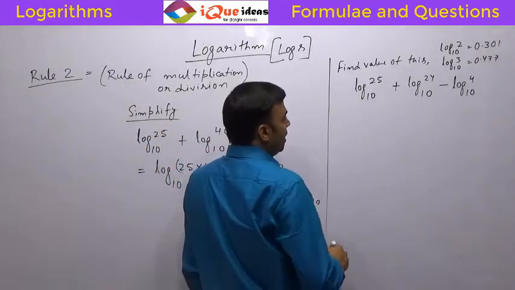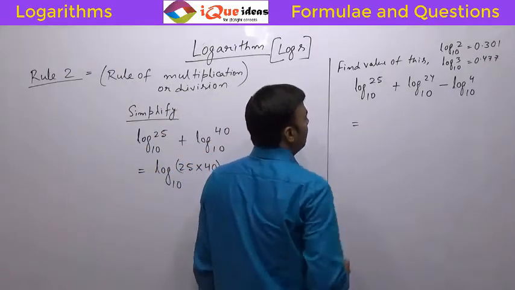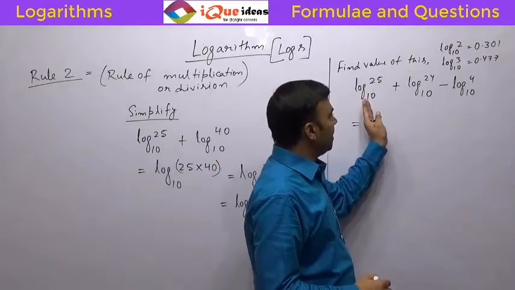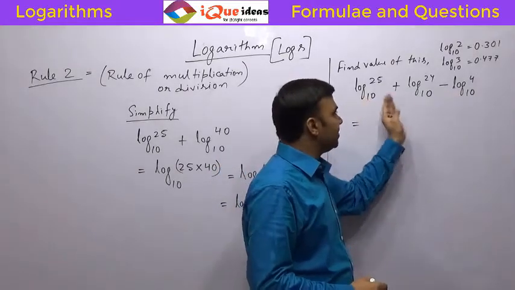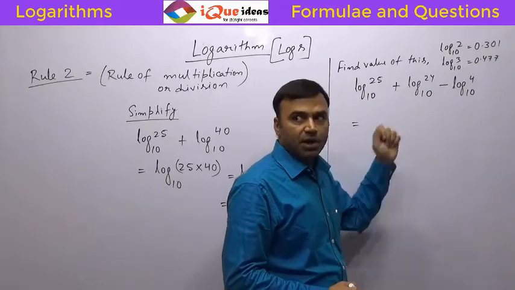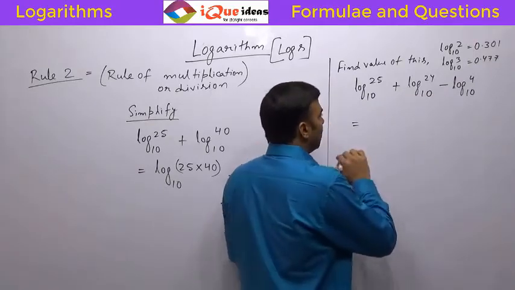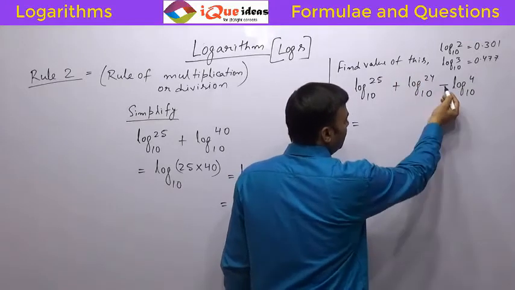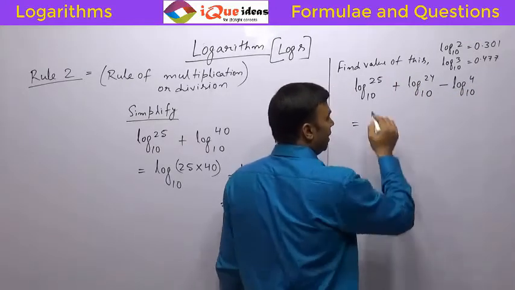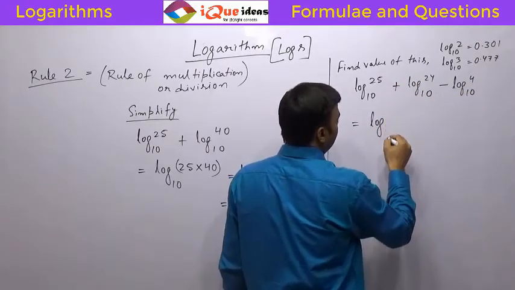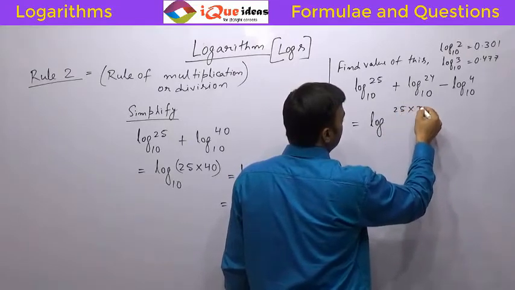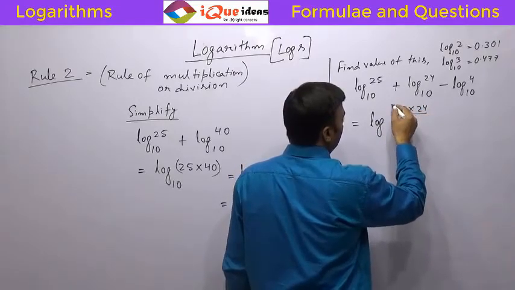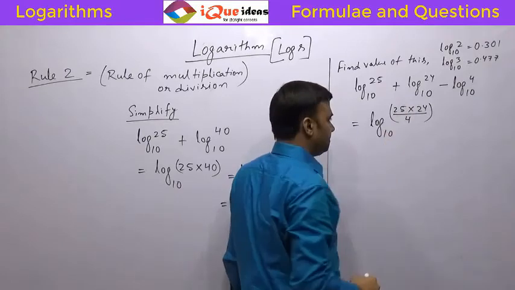Now what do we do? What we can do here is, one is that we can separate all of them, or we can calculate each one of them separately and then add or subtract. Or what we can do is combine all of them like this. See, there is a plus sign here, so these two numbers will get multiplied. There is a minus sign here, so this number will be divided. So we will have log of 25 into 24 divided by 4 to the base 10.